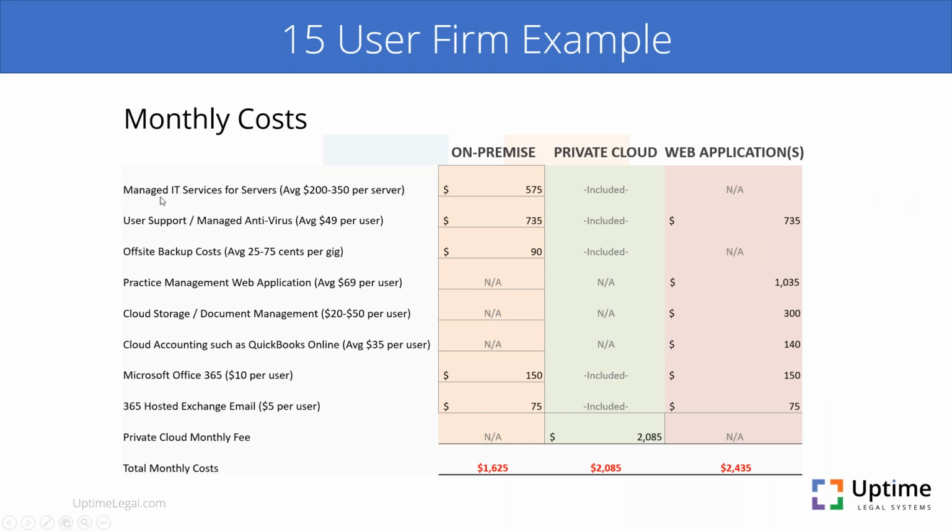So here we go. If you own a server, on average, if it's being maintained properly, you're going to pay about $200 to $350 per server per month. And so if you have 2 to 3 servers, that could be right around $575. Of course, with private cloud, that's included. And of course, if you're in all web apps, that's not even applicable. You don't have a server.